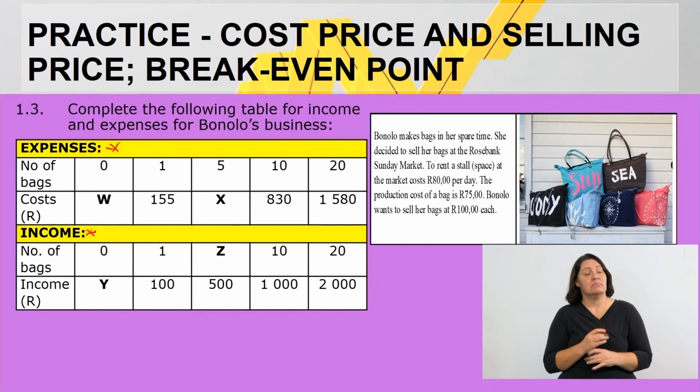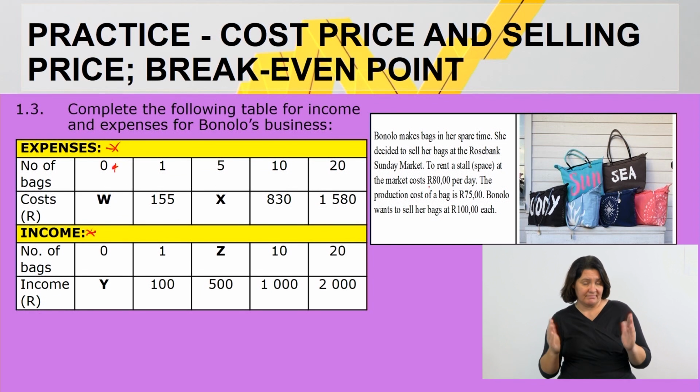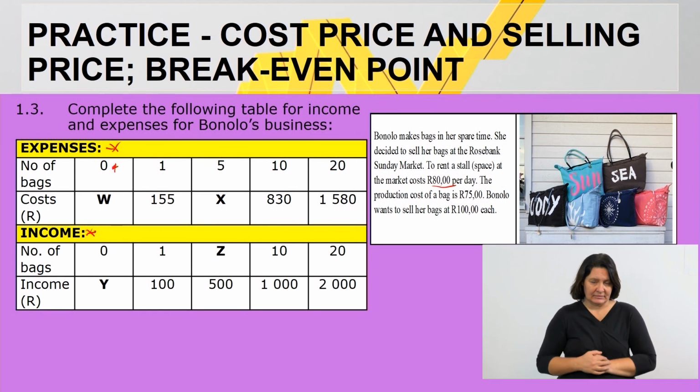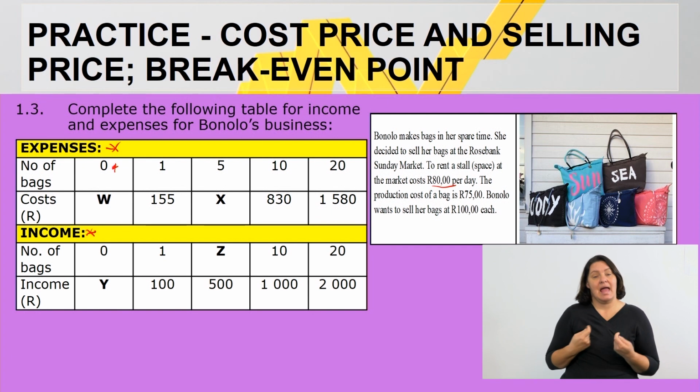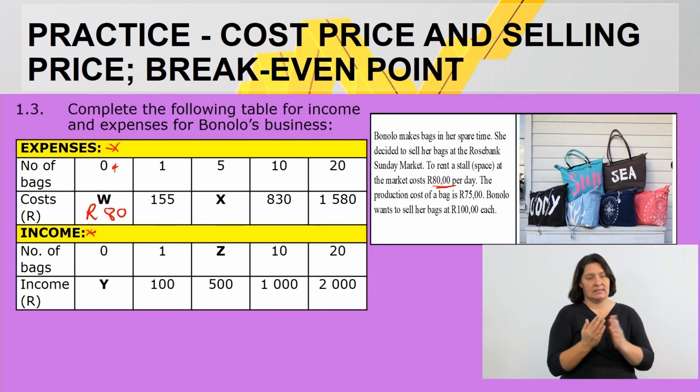Let's start with W. So let's calculate the cost if the number of bags is 0. It's an expense. Now let's go back to our information. It says to rent a store at the market costs 80 Rand per day. That is an expense. Do we agree? Then also, the production cost of the bag is 75 Rand. But remember now, no bags have been made so far. So we want to know what is the cost, the expense. Remember, she will still have to pay 80 Rand, and I'm going to indicate it here because that is for renting the store.